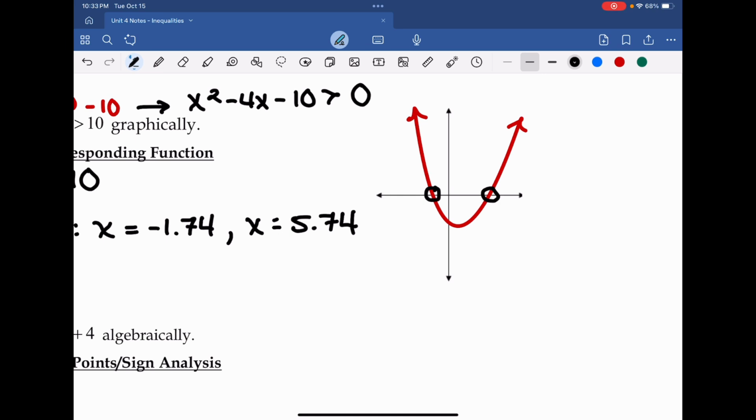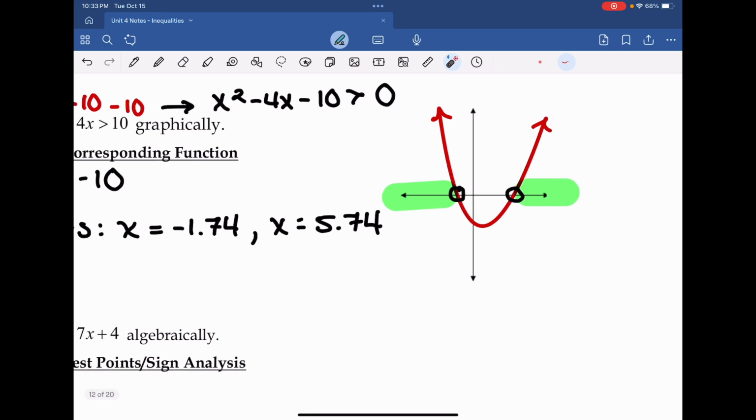It's greater than or equal to 0 for all x values that represent this arm and this arm, which means that if we highlighted this on the x-axis, it's going to be all of the points to the left and all of the points to the right-hand side, and this will represent all the x values that are positive for the overall graph, or that make the graph positive.